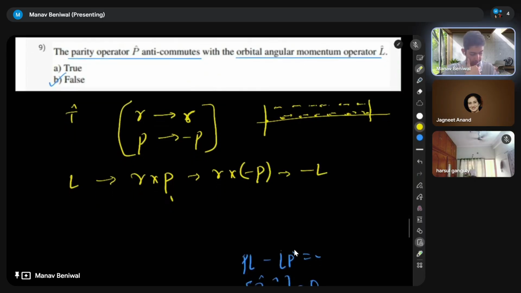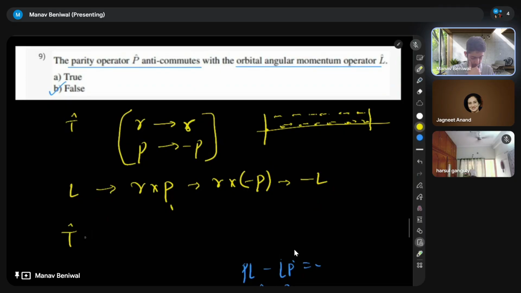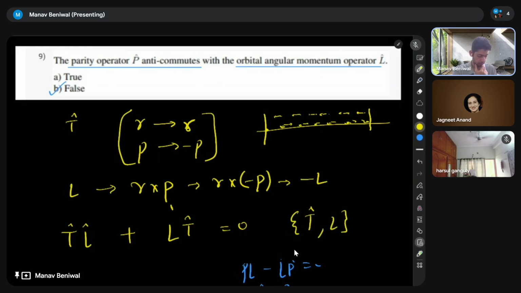Therefore, if I now write this equation, T L T inverse, I am getting minus L. And now again I can operate on the right side with T. So I'll get this, and then I can write it like this. So this is actually anti-commuting, right? So the anticommutator of T and L is 0.